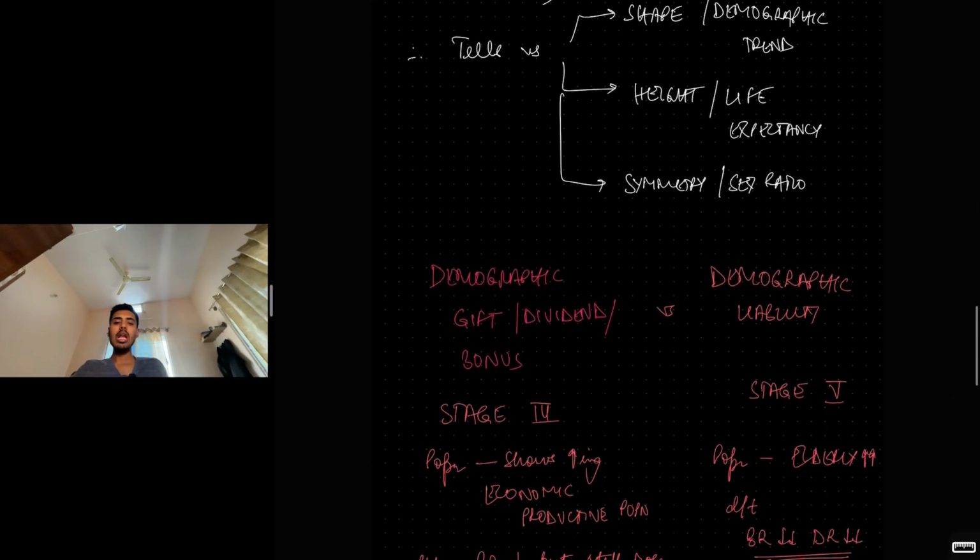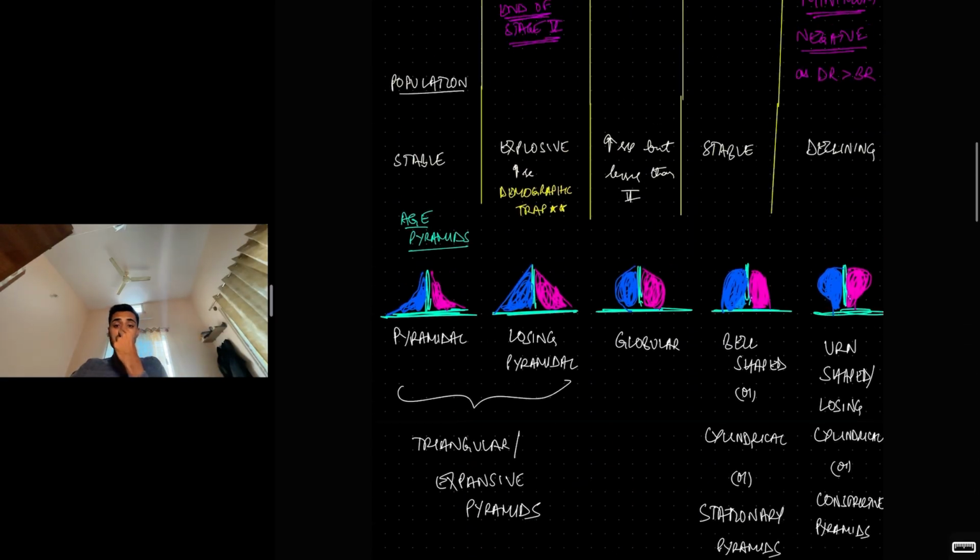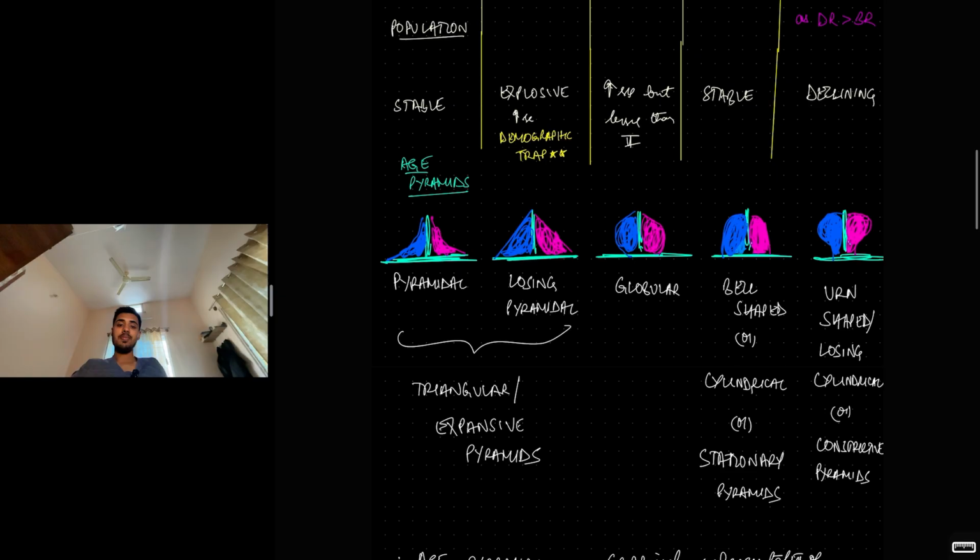I'll tell you what I mean. See, as I told you, this is pre-reproductive, this is reproductive, this is post-reproductive. Stage 1, high stationary. What did I tell you? High birth rate, high death rate. High death rate means very few people are making it to old age. That's why you can see very few people in old age, but a very large number of people in the young, pre-reproductive phase. That is why it gives you a pyramidal shape. Growing population, pyramidal shape.